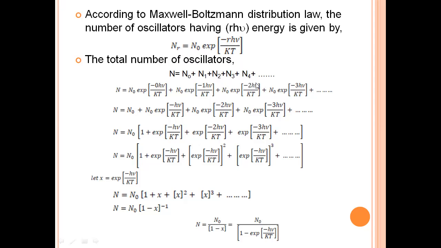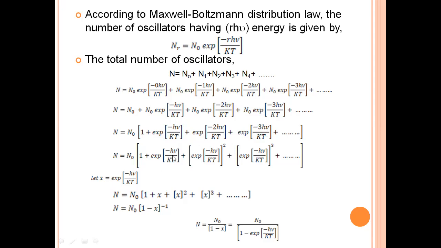In the same way, with the other terms, we will get an expression N0 exponential function plus N0 exponential function plus N0 exponential function and so on. From all these expressions, we can see a common factor N0. If you take N0 as common, we have the expression 1 plus exponential of minus h nu by kT plus exponential of minus 2 h nu by kT plus exponential of minus 3 h nu by kT and so on.